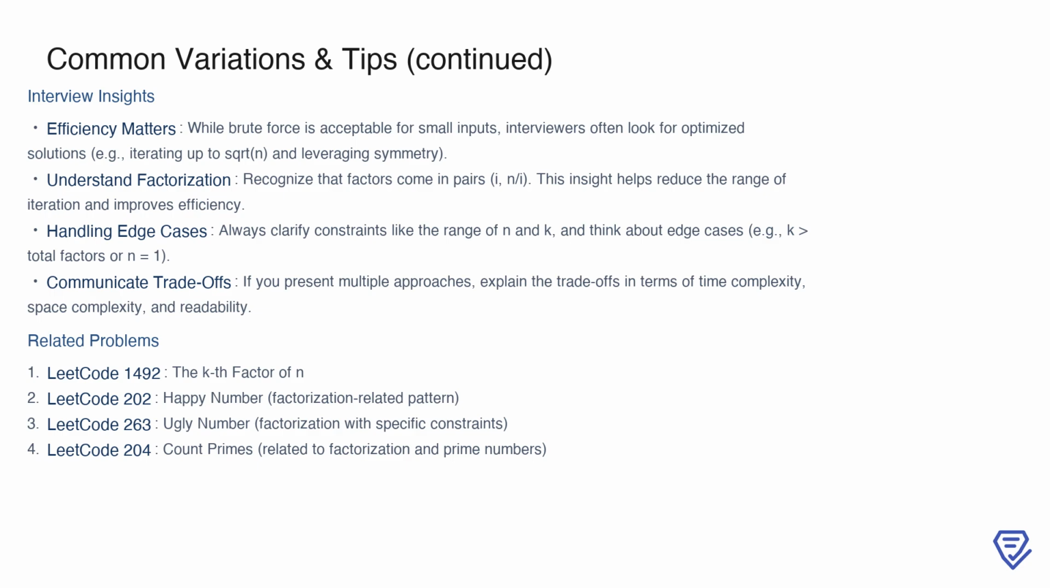It's also important to handle edge cases effectively. Be sure to clarify constraints, such as the range of n and k, and consider scenarios like k being greater than the total number of factors or n being 1. Additionally, when presenting your solution, communicate trade-offs. Explain the differences between approaches in terms of time complexity, space complexity, and readability. Finally, exploring related problems like happy number, ugly number, or count primes can deepen your understanding of factorization patterns and help you connect ideas across different challenges.